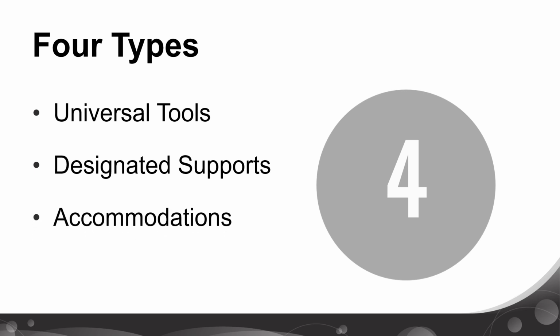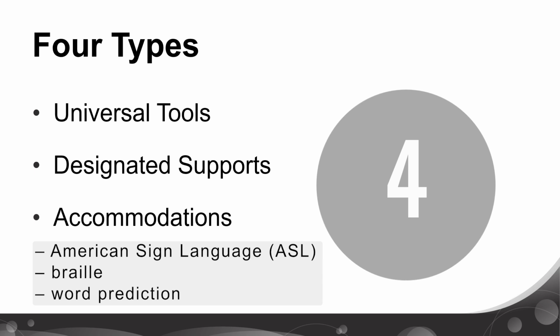For accommodations, the student does need an active IEP or Section 504 plan, and the accommodation must be written into the IEP or Section 504 plan and designated on the statewide testing page of the IEP or Section 504 plan. Accommodations are things like American Sign Language, ASL, Braille, or word prediction.